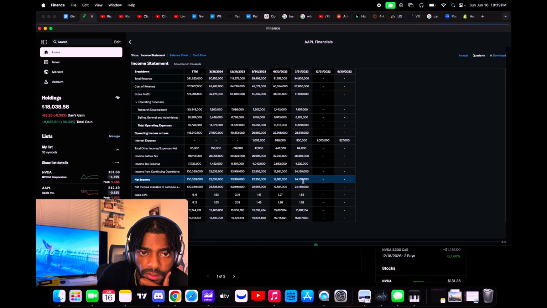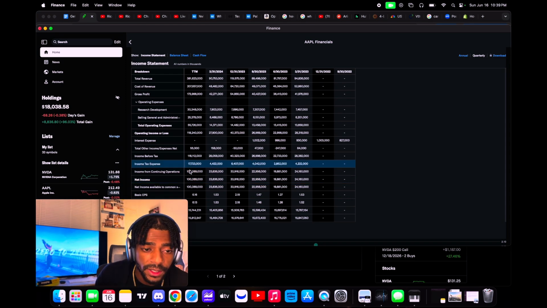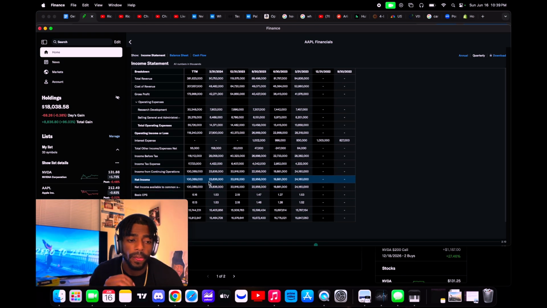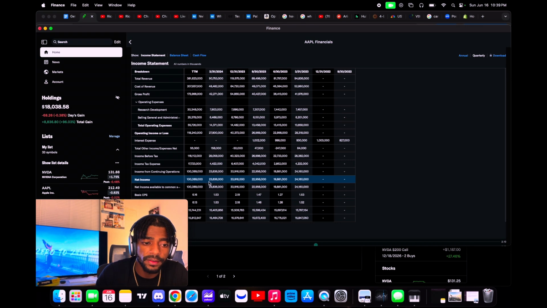Quarterly, they're still looking good. I think their net income will increase a lot once they start pushing out this new iPhone and they start implementing all these things that they're talking about in their conference.